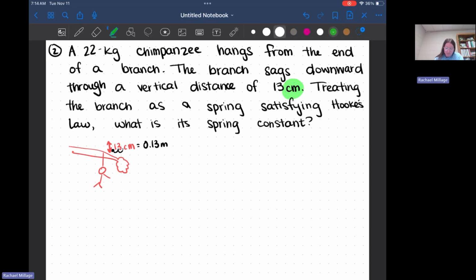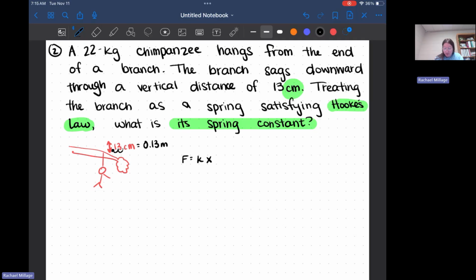Now I look at this problem and I'm going to say, well, what is it actually asking me to find? It's asking me to find the spring constant. And it says I need to use Hooke's law. Well, what is Hooke's law? Hooke's law is that my force is equal to my spring constant K times my displacement, or my change in length, X.